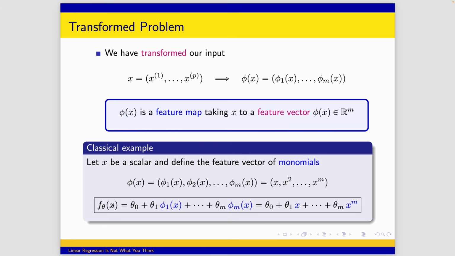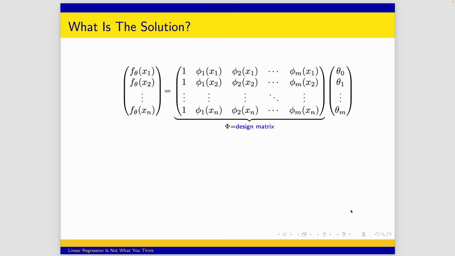f theta of x is equal to a polynomial. And this is surely not linear in x, but it's still linear in each of the parameters. So let's write down what our approximations would look like in each case, so for each data point.